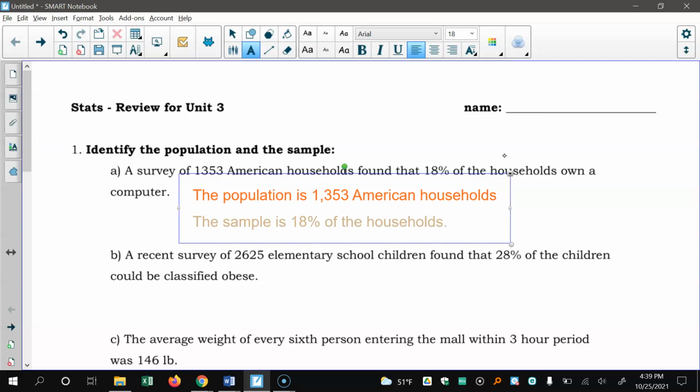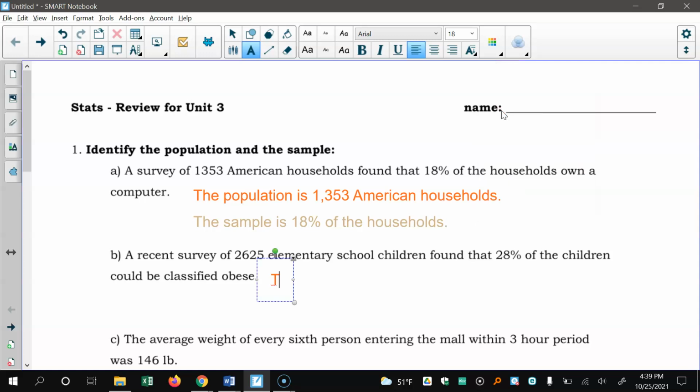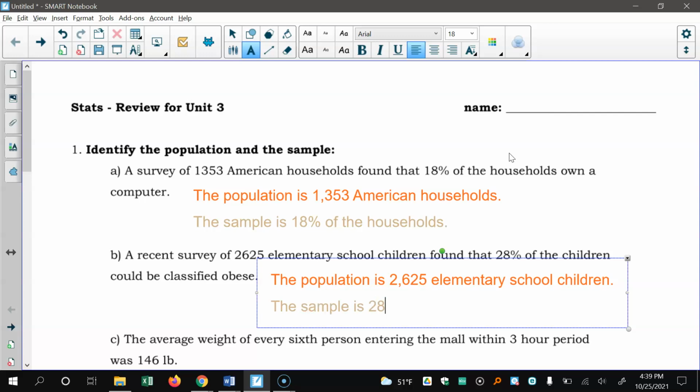Okay, for letter B. A recent survey of 2,625 elementary school children found some stuff. The population is 2,625 elementary school children, and the sample is 28% that classified as obese.